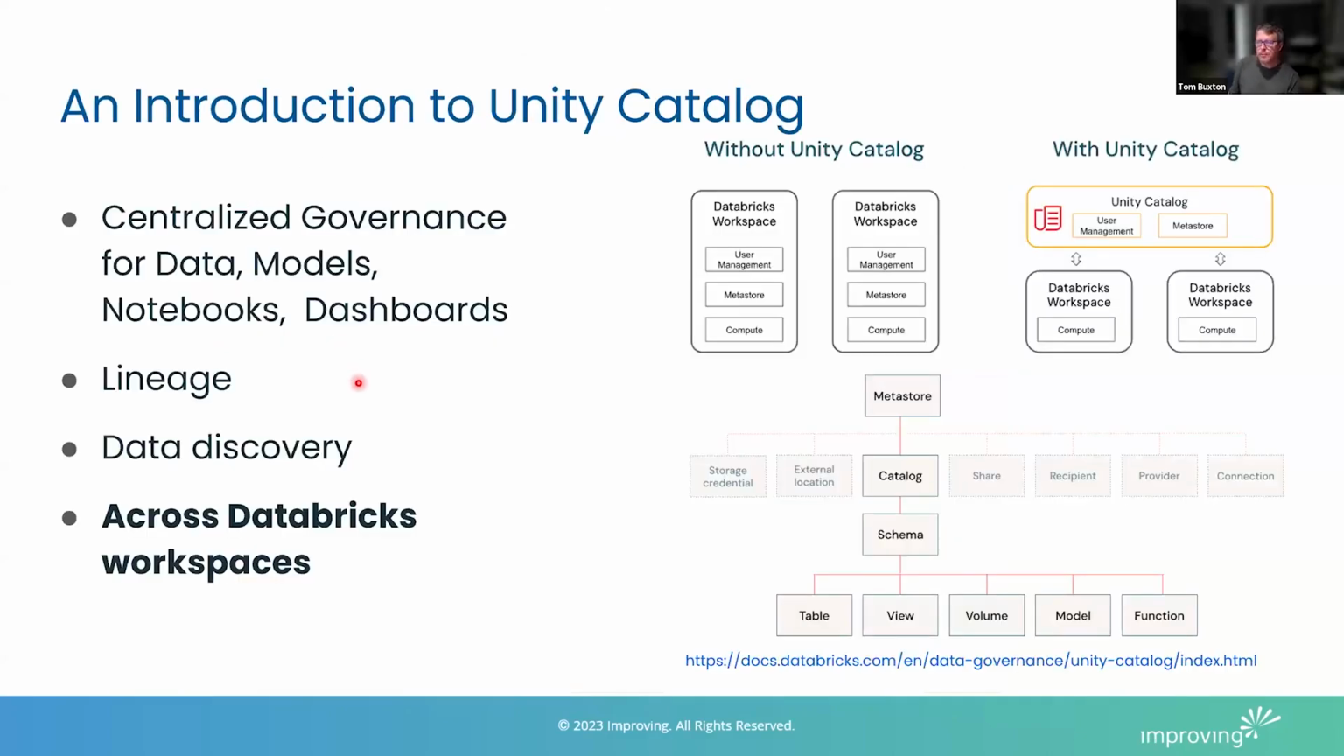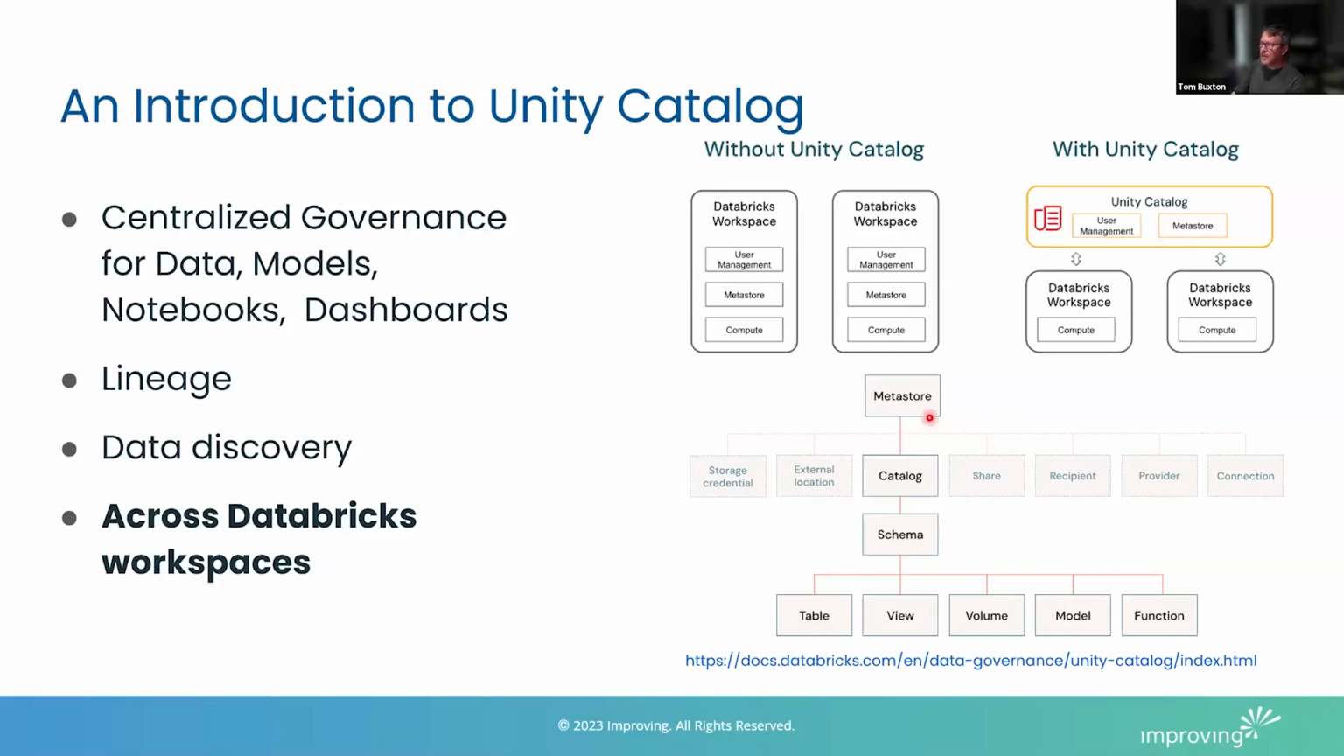Unity Catalog. Unity Catalog is a unified open governance solution for data and AI built on the Databricks platform. Before Unity, we had to basically use the traditional Metastore, which was limited to a particular workspace. Now with Unity, we have user management and Metastore spanning workspaces, which is a huge step forward. Providing lineage, data discovery across our workspaces.